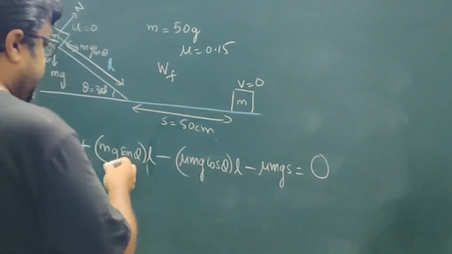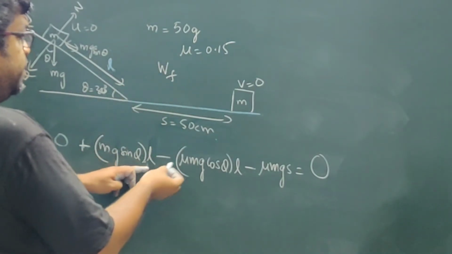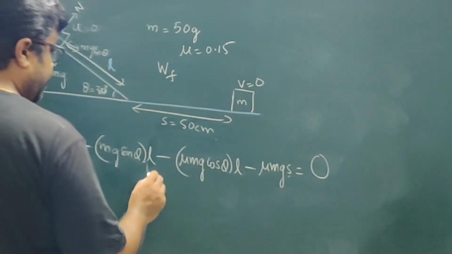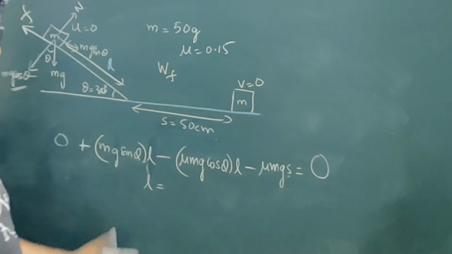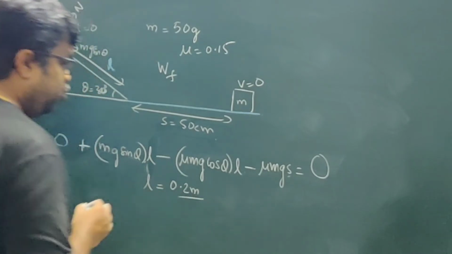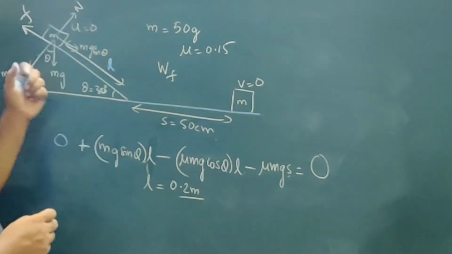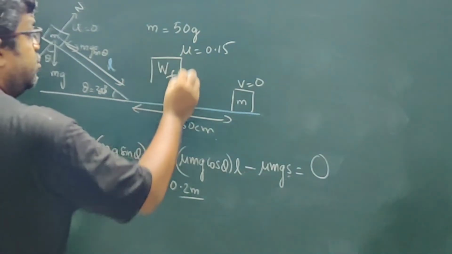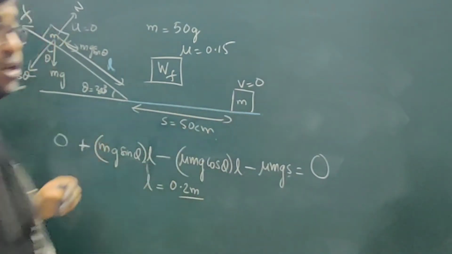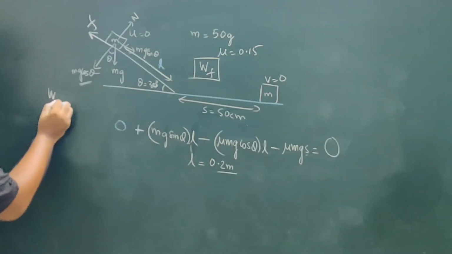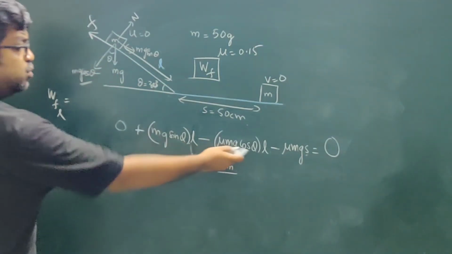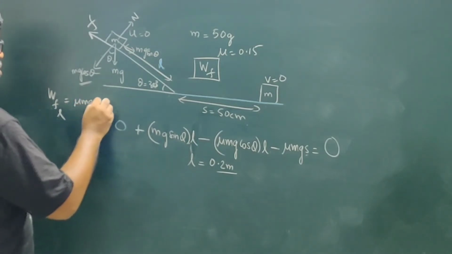Now, m is known, theta is known, S is also known, so the only unknown quantity here is L. If you simplify this equation, you get the value of L as 0.2 meter. From this I can calculate the work done. I was asked to calculate the total work done by friction. Friction is acting in two parts: one is the inclined part and one is the horizontal part. For the inclined part of length L, the work done by the friction force will be this quantity: mu mg cos theta into L.